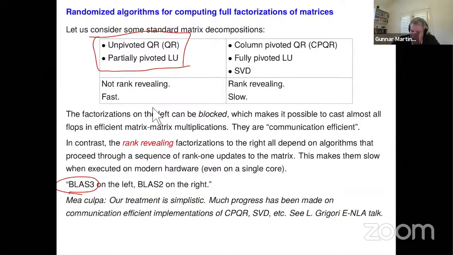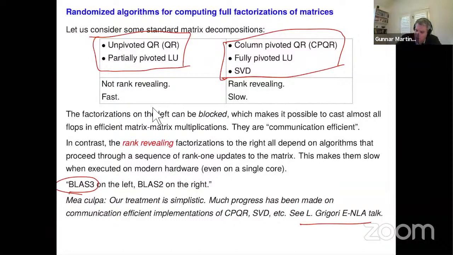In contrast, the rank revealing ones tend to process the matrix as a sequence of rank one updates. Of course, there's been a lot of research on this, and the story that I just told is very simplistic. There was a wonderful talk by Laura Grigori on exactly this subject, ways to do tournament pivoting and all sorts of ways of accelerating things.